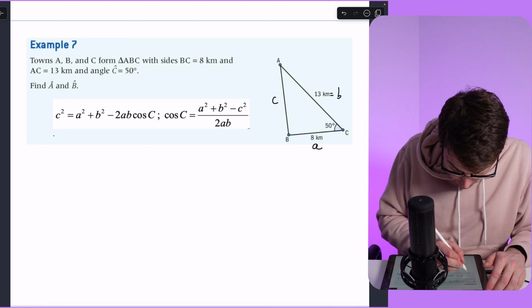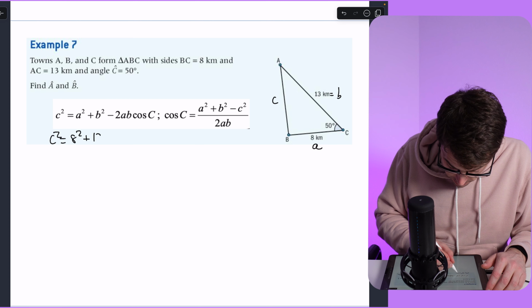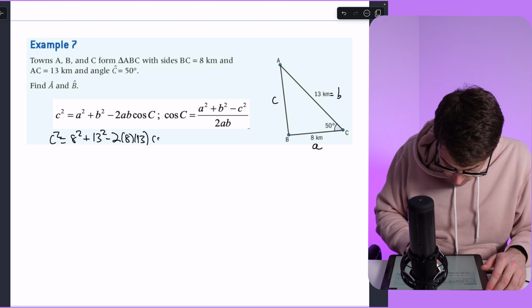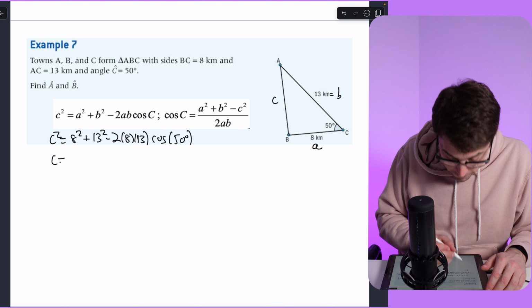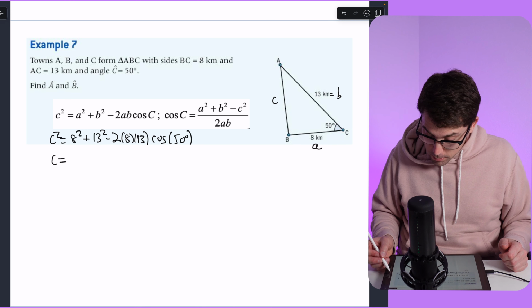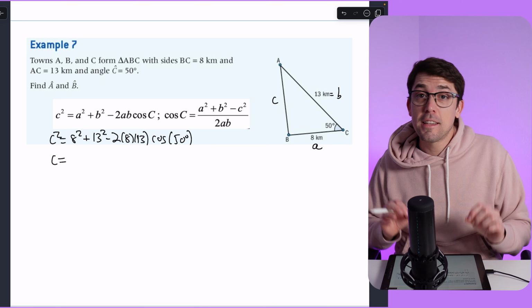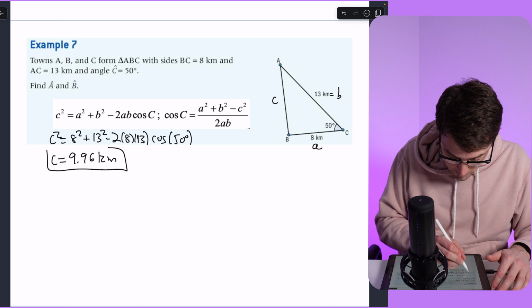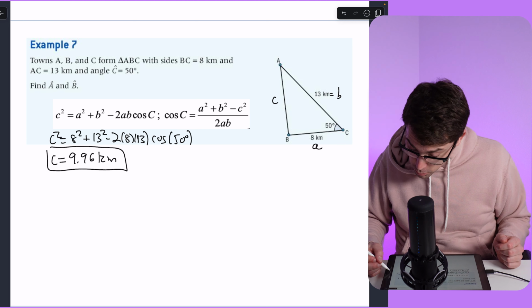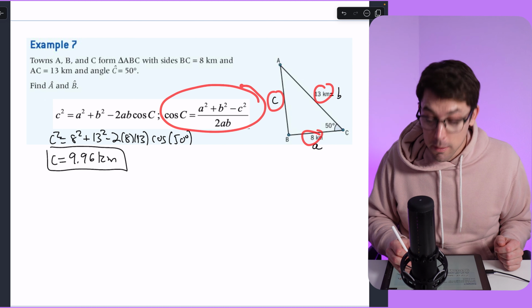Because what I can now do is say that C squared is equal to A squared, which is 8, then 13 squared minus 2 times 8 times 13 times the cosine of 50 degrees. So remember, we're going to find for C, whatever this part of the problem spits out, we're going to have to take the square root of that. What you're going to find is that the answer is 9.96 kilometers. Okay, so now I know the value of C. I now know the value of all 3 sides, which means I can use my cosine rule.